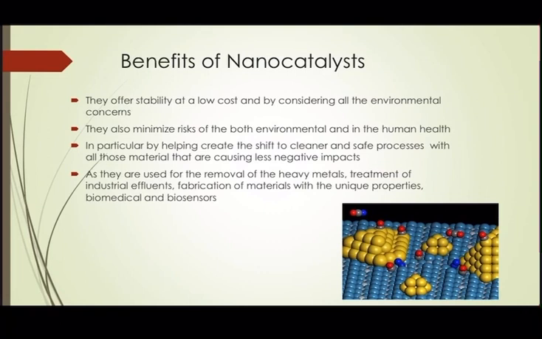If we talk about the benefits of the nanoparticles, we come to know about stability. Basically, nanoparticles offer stability at a very low cost, considering environmental concerns, and they also minimize risk to both the environment and human health, in particular by helping create a shift to cleaner and safer processes with materials that cause less negative impact, as they are used for the removal of heavy metals, treatment of industrial effluent, fabrication of materials, and the unique properties of biomedical sensors.